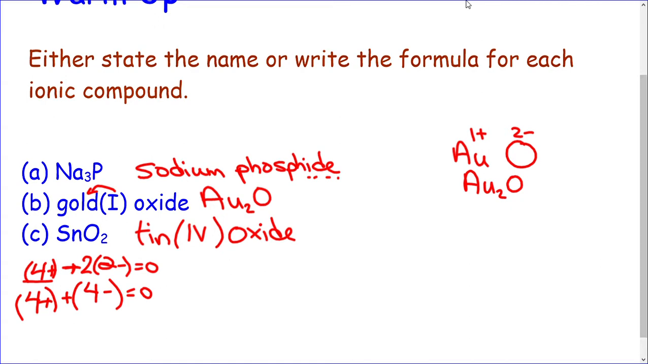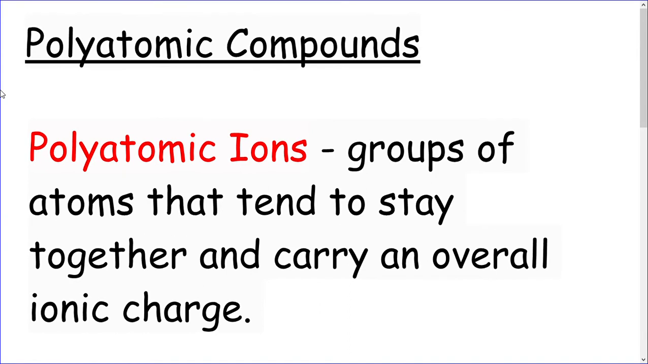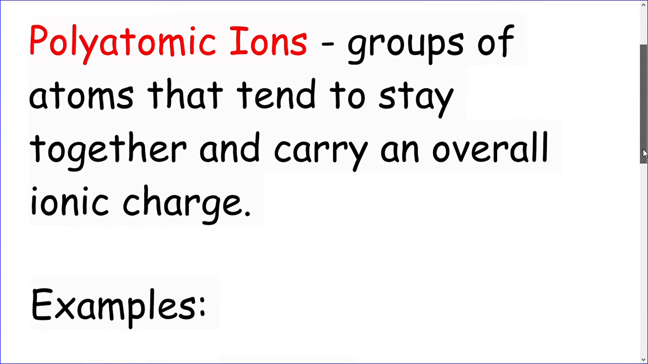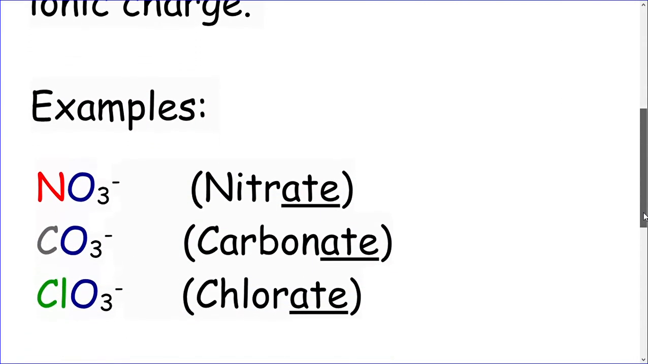Alright, so let's get started into polyatomic ions. Polyatomic ions are groups of nonmetals, groups of atoms that tend to stay together, and they carry an overall ionic charge with them. There's a couple different examples here. I've got NO3 with a little minus beside it, that's nitrate. I have CO3 with a little minus beside it, that's carbonate, and ClO3 minus, which is called chlorate, and they all have this little 1- attached to them.